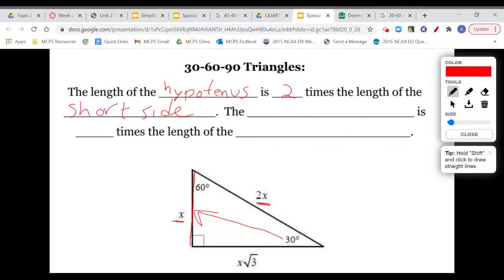Now, the long side, I should really call it the long leg because it's not the longest side. So we'll say the long leg. This could have been the short leg. I mean, it is the shortest side, but just to keep it consistent. If you already wrote it down as short side, that's fine. You can leave that. But the long leg is root 3 times the length of the short leg. So if the short leg is x, the long leg is x times the square root of 3.